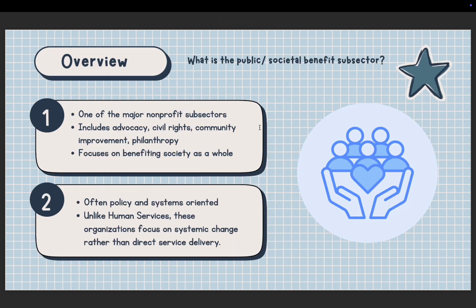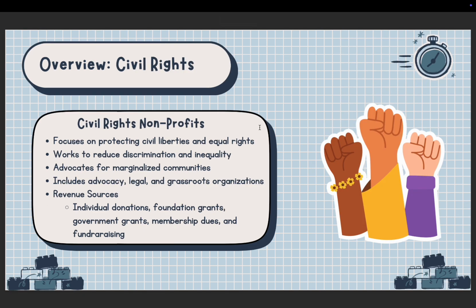What is the public and societal benefits subsector? This subsector is one of the major nonprofit subsectors, including advocacy, civil rights, community improvement, and philanthropy. This type of subsector focuses on benefiting society as a whole. It is often policy and system oriented, and unlike human services, these organizations focus on systemic change rather than direct service deliveries. Civil rights plays a large part in this subsector, especially civil rights nonprofits.